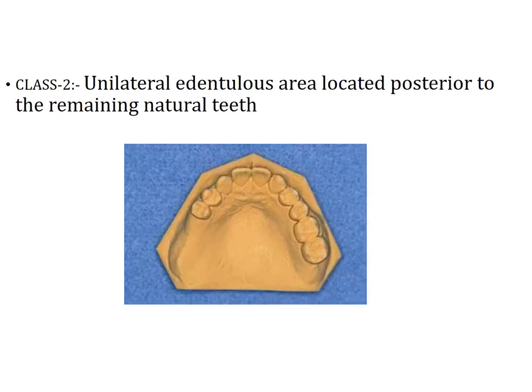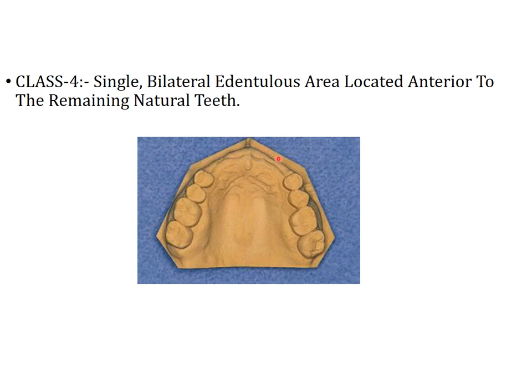Class 4 is a tooth bound edentulous area which is present anterior to the remaining teeth. That is, here all the teeth are present posterior to the edentulous area and it crosses the midline.